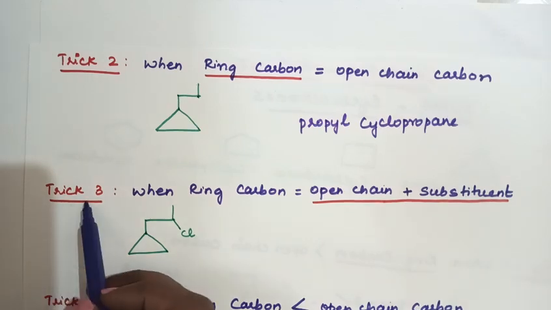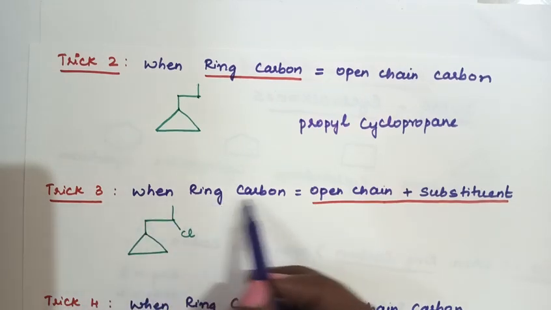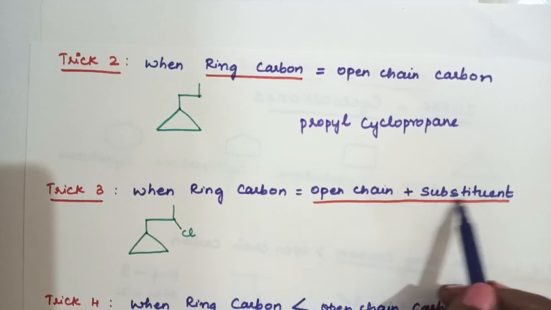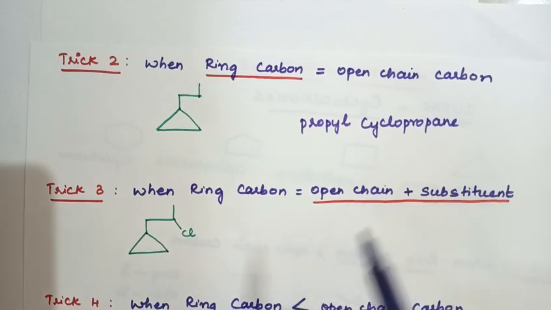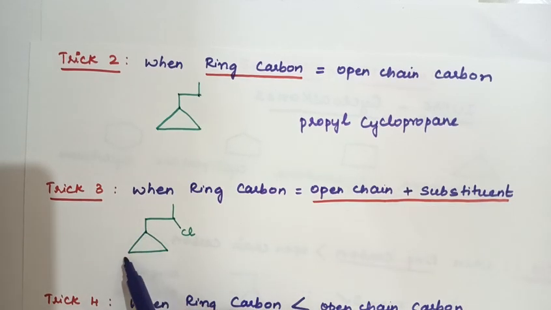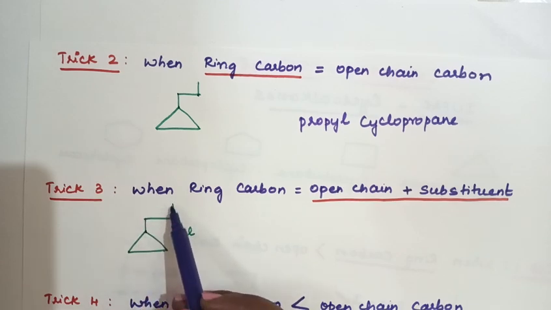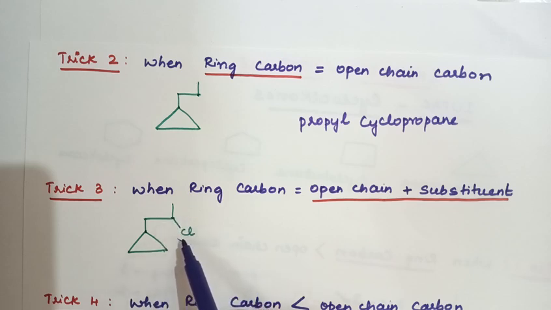So coming to the next trick, when ring carbon is equal to open chain carbon plus there is one substituent on the open chain. See, for example, this is the ring carbon. How many carbon atoms are there? 1, 2, 3. So in the ring there are 3 carbon atoms. In the open chain you see 1, 2, 3. So there are 3 carbon atoms. But there is a substituent on the open chain which is the chloro group.